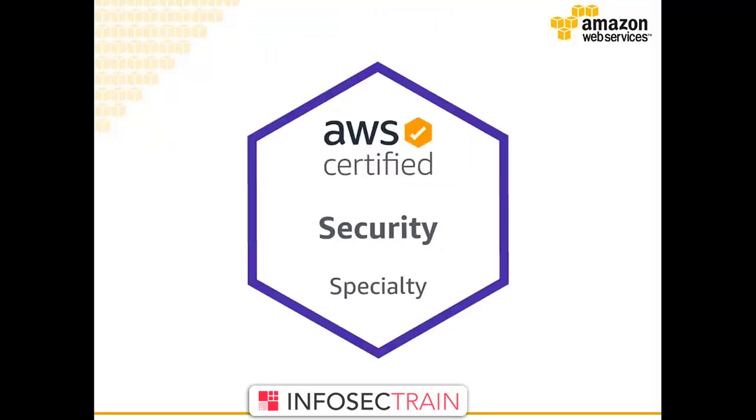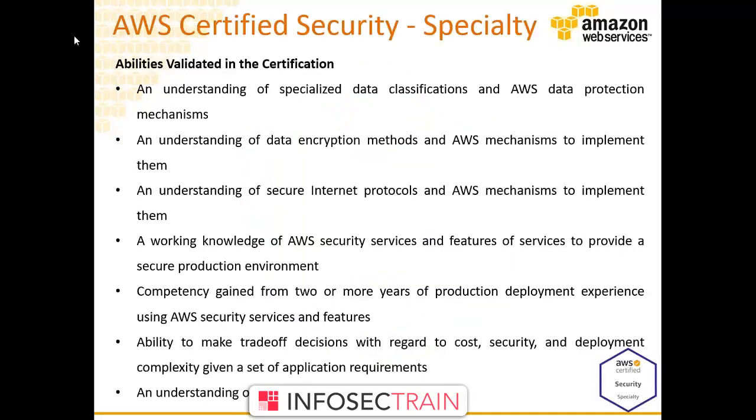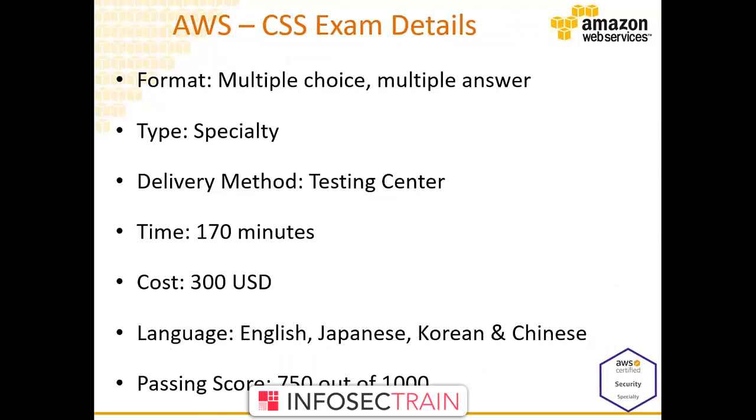AWS Certified Security Specialty is one of the best certifications which you can get in the market now. In this, you will have these things in mind. You have to understand these points. You have a cost of $300 for the exam. For every specialty exam, you have a cost of $300. And of course, the passing score is almost 750 out of 1000.